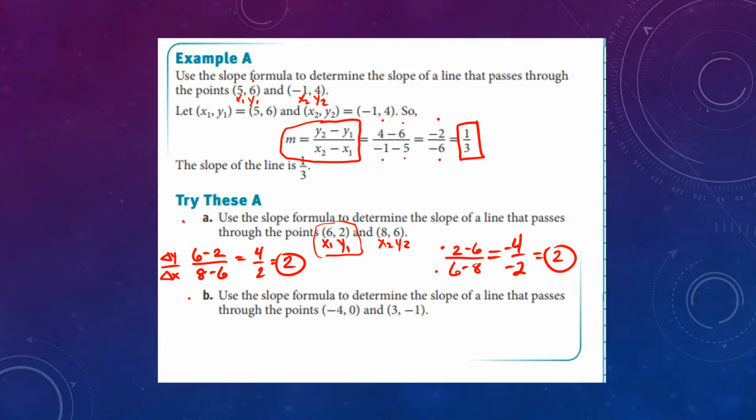And for B, you should get -1 minus 0 over 3 minus -4. So the only time there will ever be a plus in this formula is if you subtract a negative. So that's what's going to cause that. So I'll have -1/7. So signs are king.